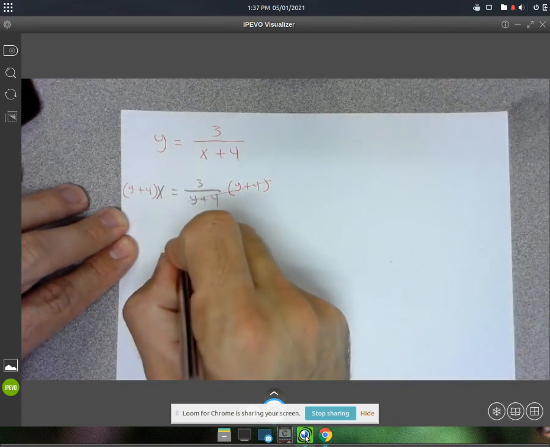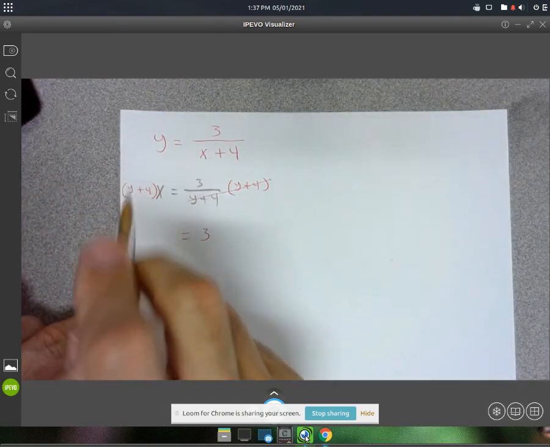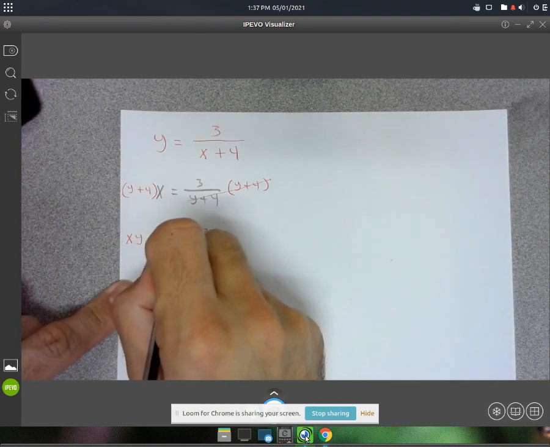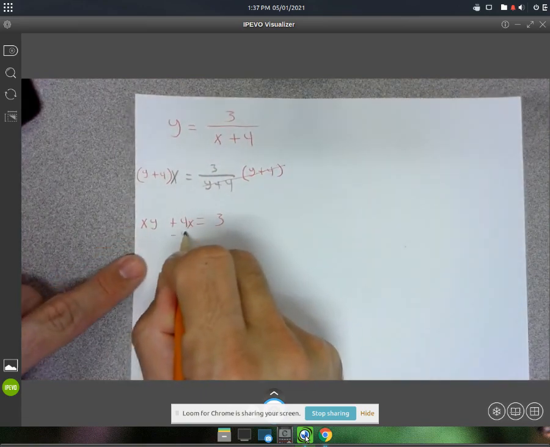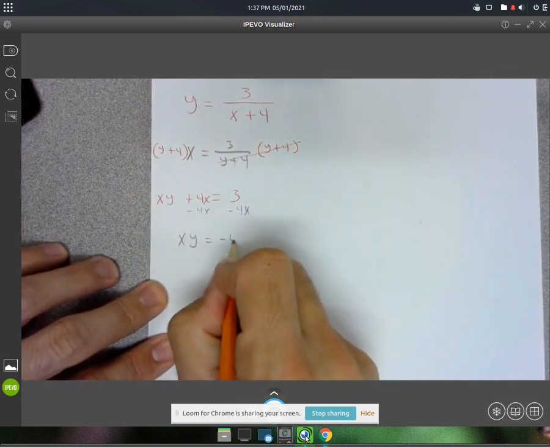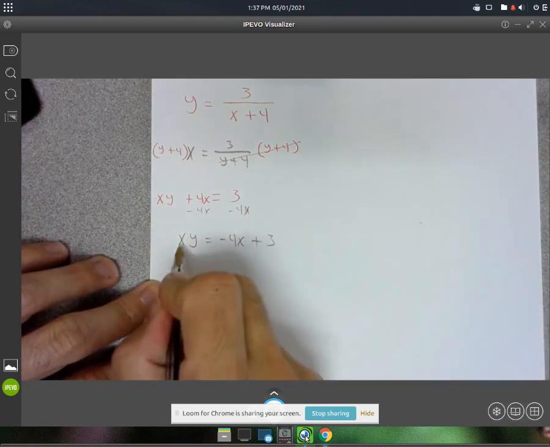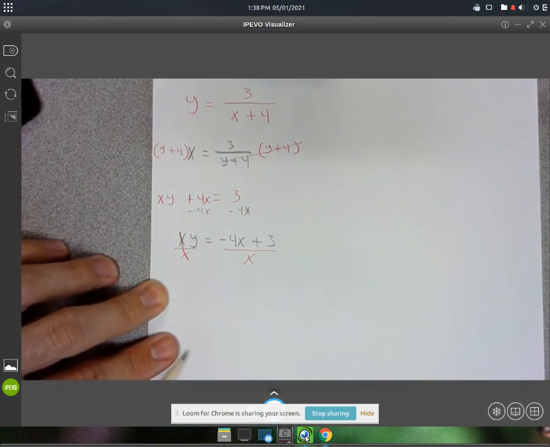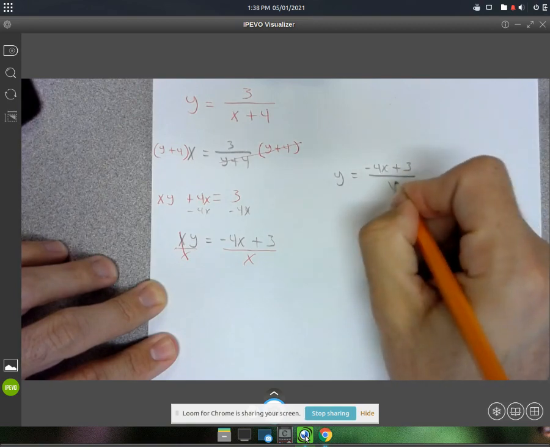So I'm going to have a 3 on that side. I'll distribute my x, so it's going to be xy, and then x times 4 will be 4x. And to solve for y, we're just going to move that 4x over to the right side. So I get xy is equal to negative 4x plus 3. And then last, divide by x. And there you have it. That's our inverse: y is equal to negative 4x plus 3 over x.